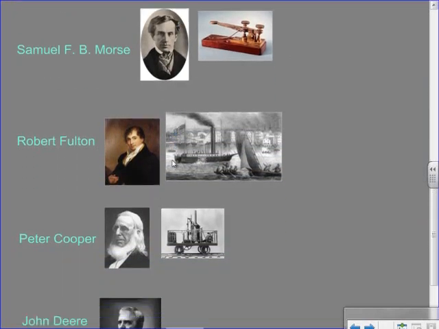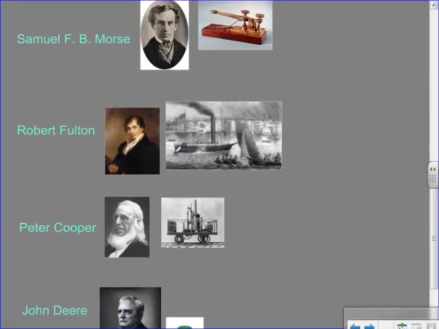The next group of people here are all F.B. Morse, Robert Fulton, Peter Cooper, John Deere. They're all important for separate reasons, for what kind of inventions they actually came up with. The telegraph, the steamboat, the locomotive, and the steel plow.